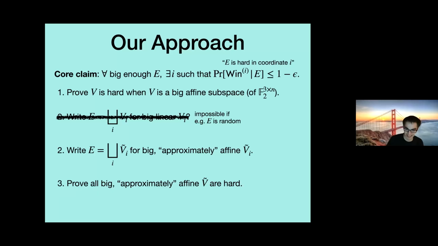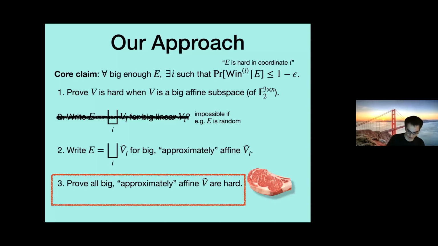And this turns out to be the technical meat of our result. And so that's where I'll focus. And since I'm gonna skip the first two steps, what I'm gonna try to give you a flavor of today is just a kind of reduction. That if you have an approximately affine event, which I'll define next, then it looks like some other actually affine space, and it's as hard as that affine space.